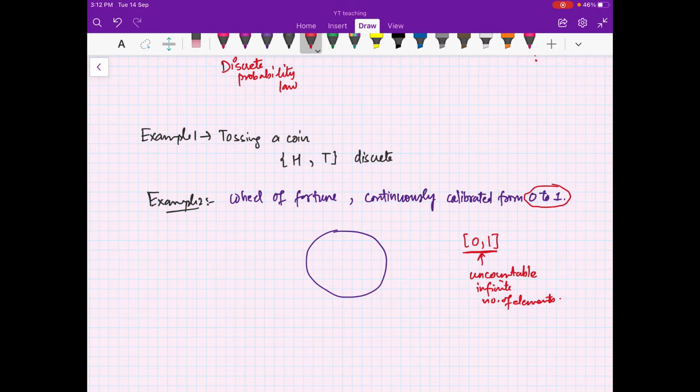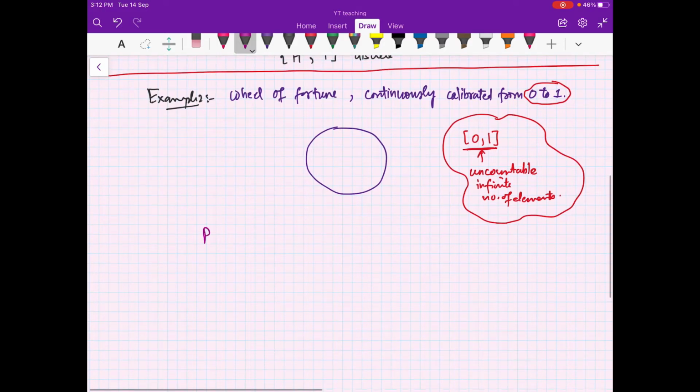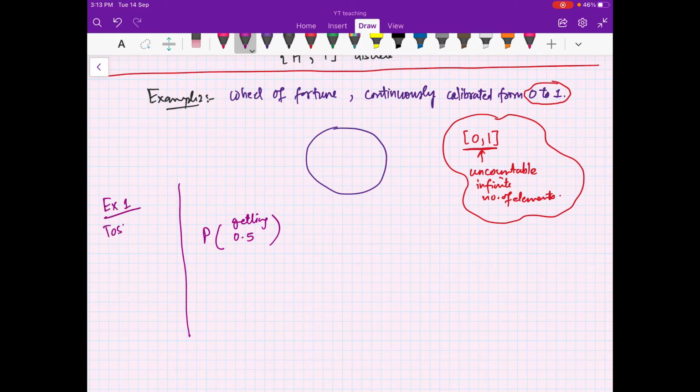So the example is that you have a wheel of fortune, and when you spin it you can get any number from 0 to 1, and there are uncountably infinite numbers in this interval. I would like to ask you, what will be the probability, say, of getting 0.5? Can you think for a moment what the probability should be? For example, let us compare it with the last example. In example 1, which was tossing a coin, the probability of head was 1/2 and the probability of tail was 1/2.